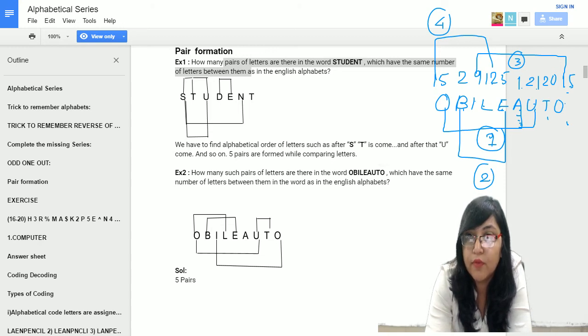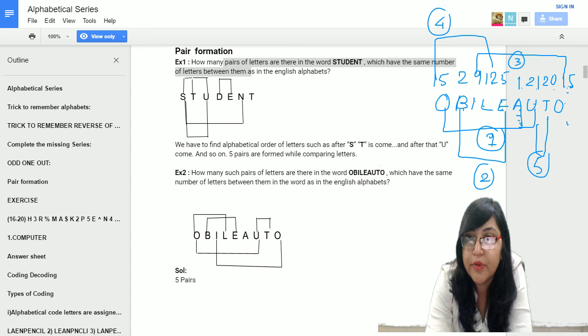2, 3, 4, 5, 6. No. Next 21, 22, 23. No. 22, 23, 24, 25, 26. No. Next 20, 21, 21. No. 21. Yes.